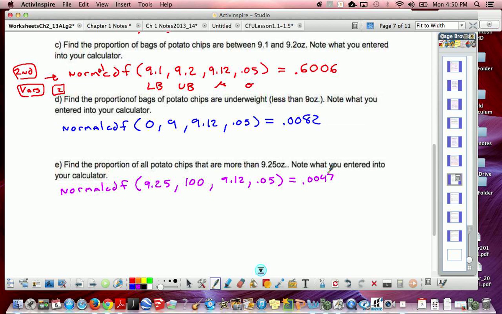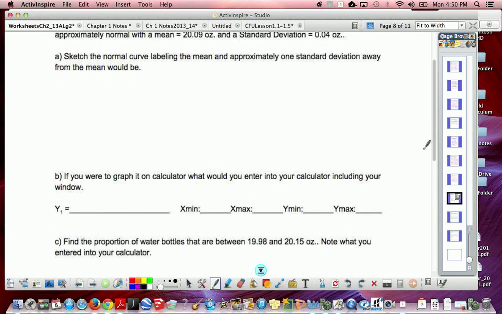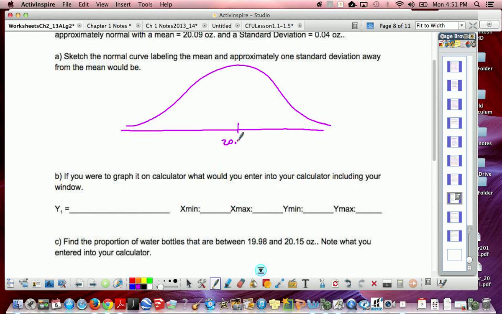Okay. Let's move on to the second page. In this video, we're trying to just do it all at once since it's the similar types of problems. So, on number 2, it says the distribution of weights of 20-ounce water bottles made by local beverage companies are approximately normal with a mean of 20.09 ounces and a standard deviation of 0.04 ounces. So again, just like you did on number 1, sketch a normal curve, labeling the mean. So there's my normal curve, the mean, 20.09 ounces, and 1 standard deviation to the right, so 20.13, and to the left, 20.05.